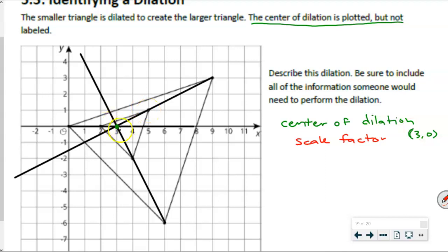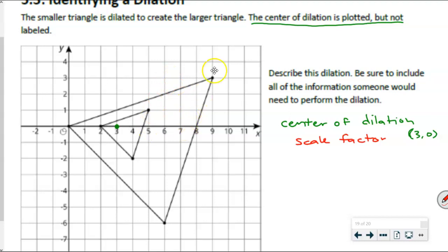What is the scale factor? The best way to determine the scale factor is to determine distances. Since all of these side lengths in the triangles are at angles, they're diagonals, it's really hard to measure those diagonals. So instead, I want to focus on one point that's easy to measure. What is the distance from the center of dilation to this point here? How far away are those points? We can see that that's just one away. But when this point is dilated, it becomes this point here. So that distance went from 1 to a distance of 3. How does it go from a distance of 1 to a distance of 3? What is that scale factor? What must we be multiplying by? That would be 3. So the scale factor of this dilation was 3.